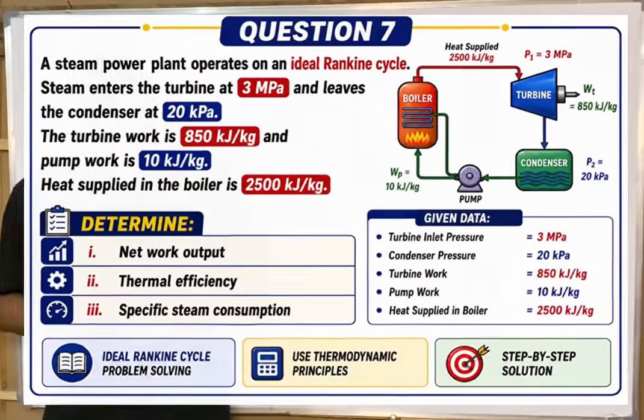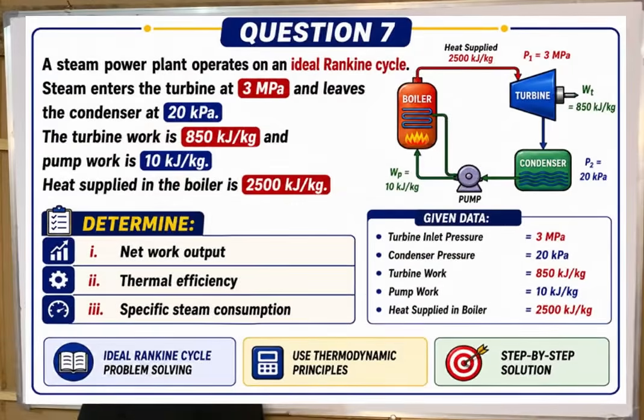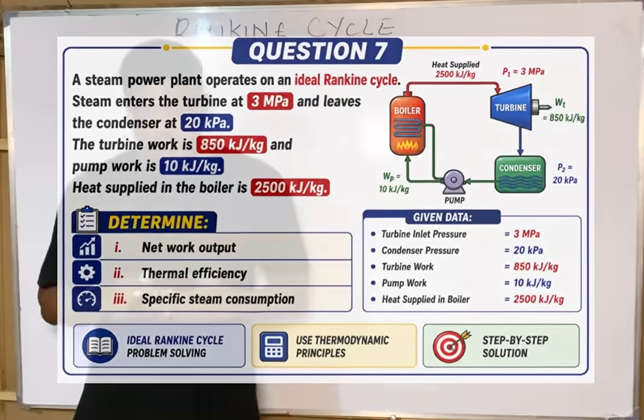Now this question says, a steam power plant operates on an ideal Rankine cycle. Steam enters the turbine at 3 megapascal and leaves the condenser at 20 kilopascal. The turbine work is 850 kilojoules per kilogram and pump work is 10 kilojoules per kilogram. Heat supplied in the boiler is 2500 kilojoules per kilogram. Question says determine: one, network output; two, thermal efficiency; three, specific steam consumption.